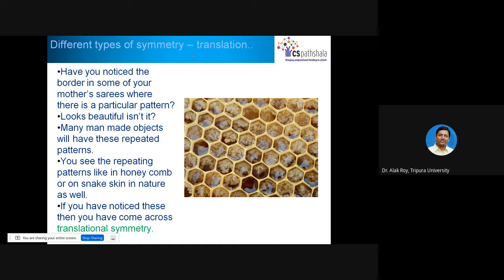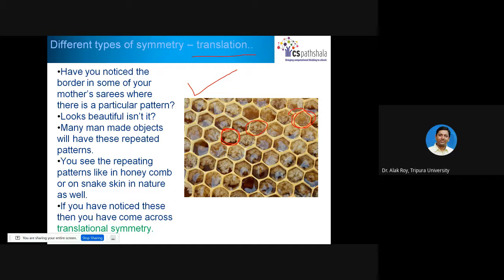And the last is translational symmetry. Have you noticed the border in some of your mother's saris where there is a regular pattern? Many man-made objects have these repeated patterns. You see repeating patterns in honeycomb or maybe in snake skin. This is a honeycomb. If you notice this, then you have come across translational symmetry. It means whatever you observe at location 1 will be the same at location 2 or location 3.